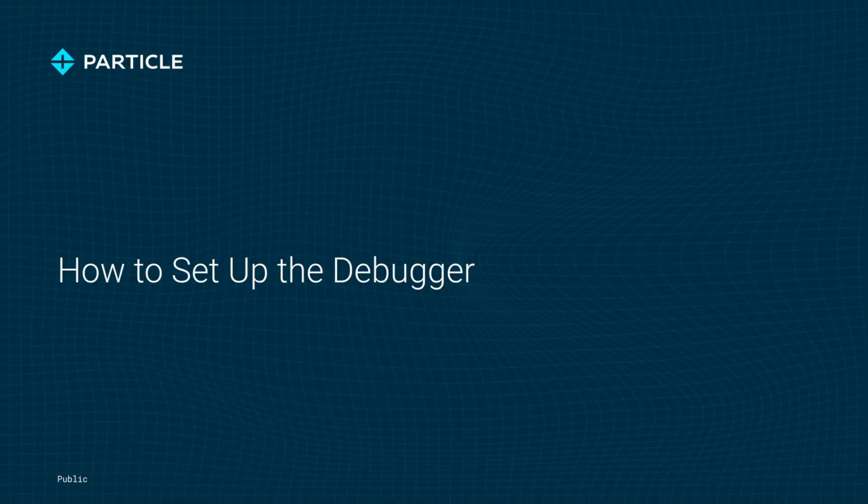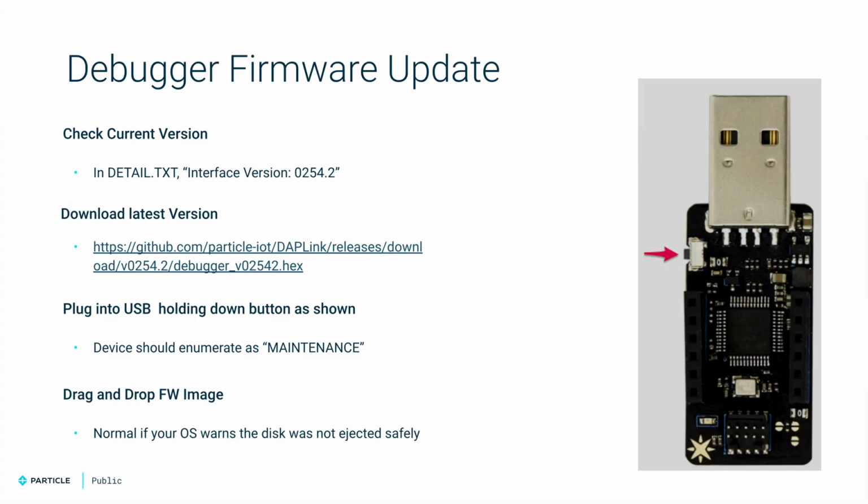Next, let's learn how to set up the Particle Debugger and the hardware. The first step in setting up the Particle Debugger is to ensure the firmware is the latest version. To do so, navigate to the debugger drive that is enumerated on your computer, and in the drive there should be a file, details.txt. In that text file, you should see a line with the interface version. This should be 0254.2.